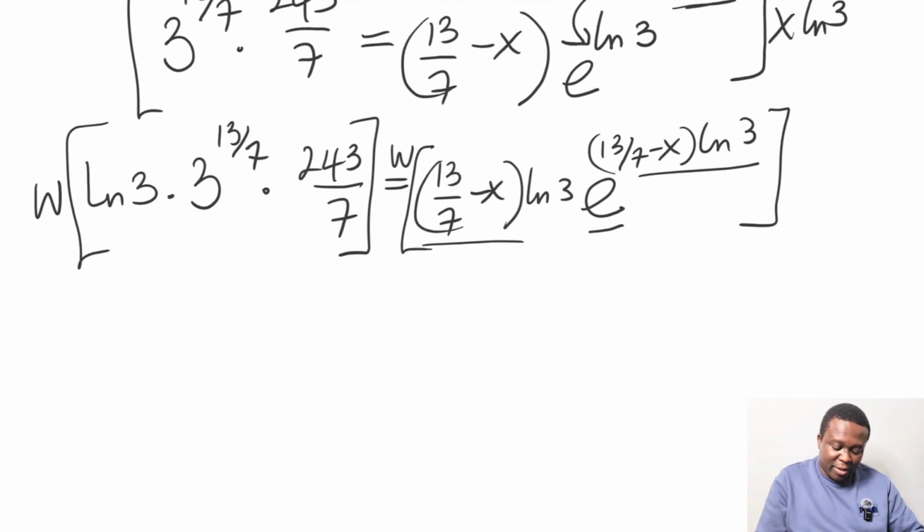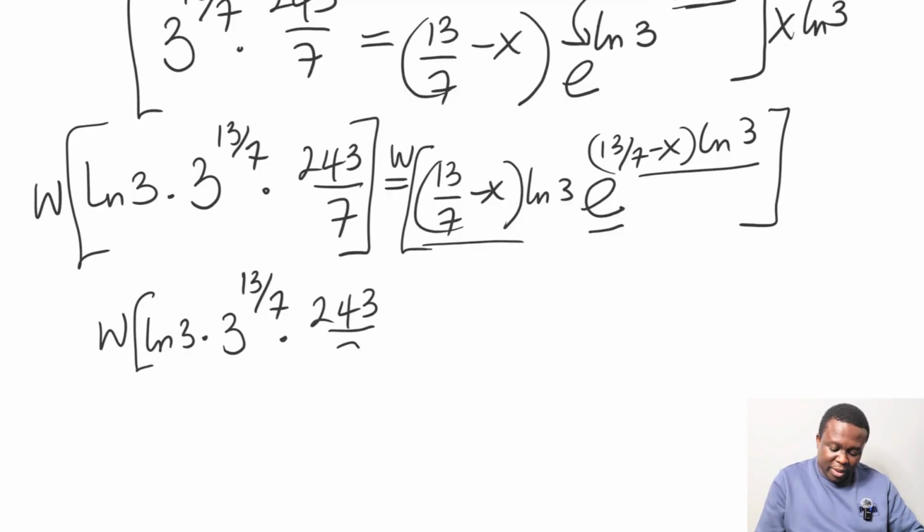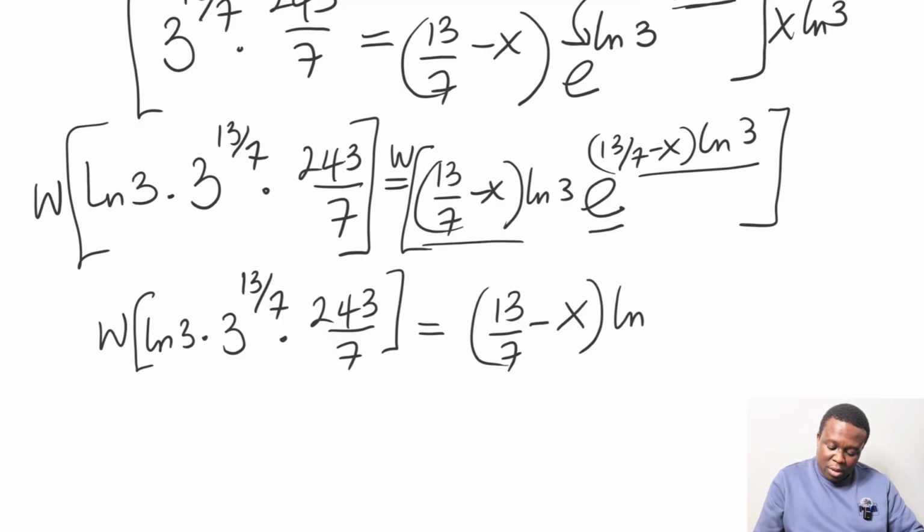So what we have now is ln 3, 3 raised to the power 13 over 7, 243 divided by 7. And this is equal to, according to the Lambert W function, 13 over 7 minus x ln 3. Now, we're done with the right-hand side. Let's go over to the left-hand side and try to rewrite the left-hand side in the Lambert W function form as well.